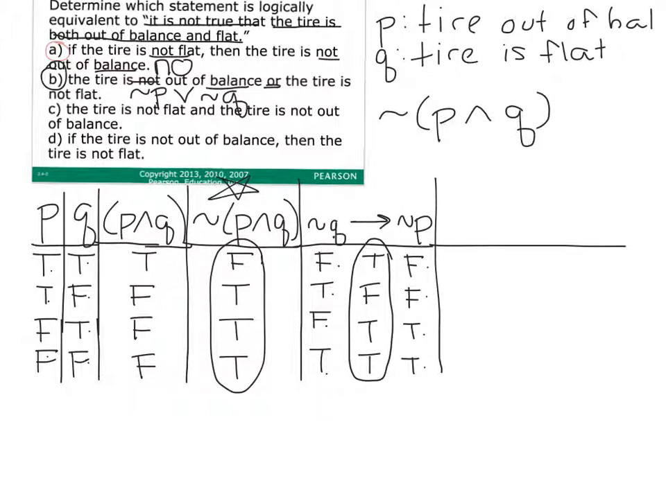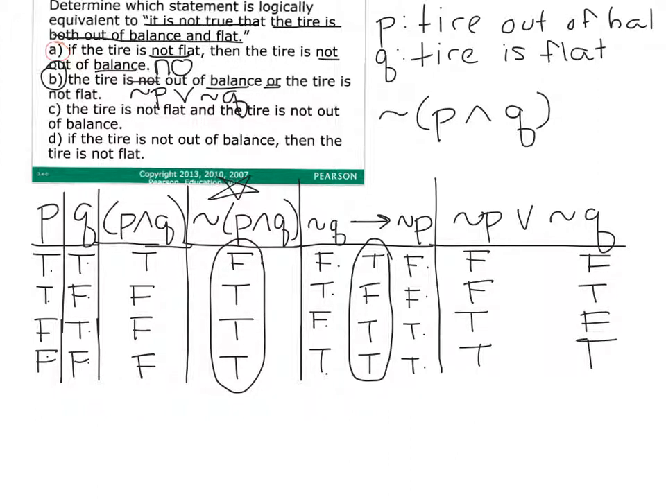So we would need to do not P or not Q. Okay, well, not P we already found out was false, false, true, true. And not Q we already found was false, true, false, true. So let's do the or between those. Remember, the only time the or is false is if both are false. So our very first scenario, we get false, false. Everything else has a true in it somewhere. So we're going to get false with a true all the way down. So not P or not Q is equivalent to the false of P and Q.